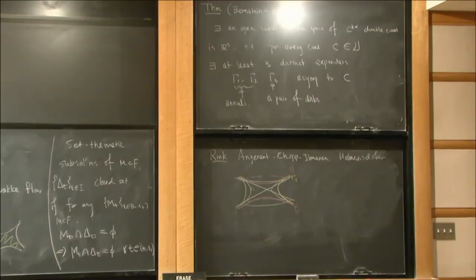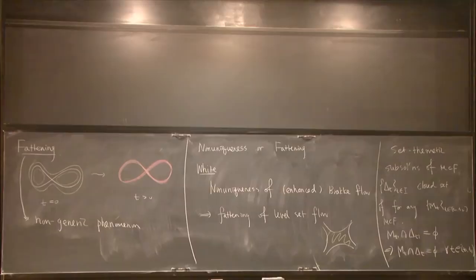Yeah, a single cone is very easy. No, for a single cone, I don't know whether you can construct three examples. And actually, if the cone is graphical, meaning the link of the cone is given by a graph, then you can only construct one. That's basically a result due to Ecker and Huisken.